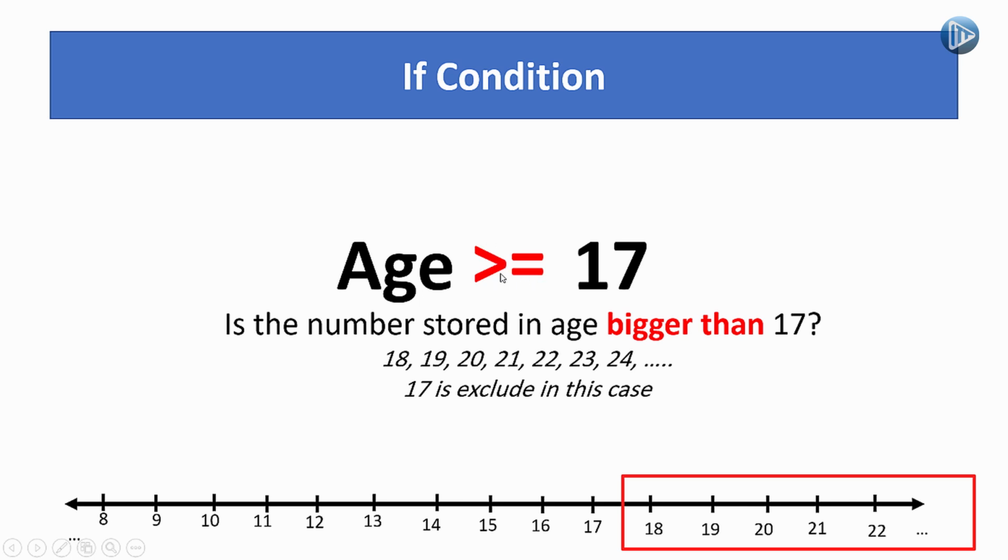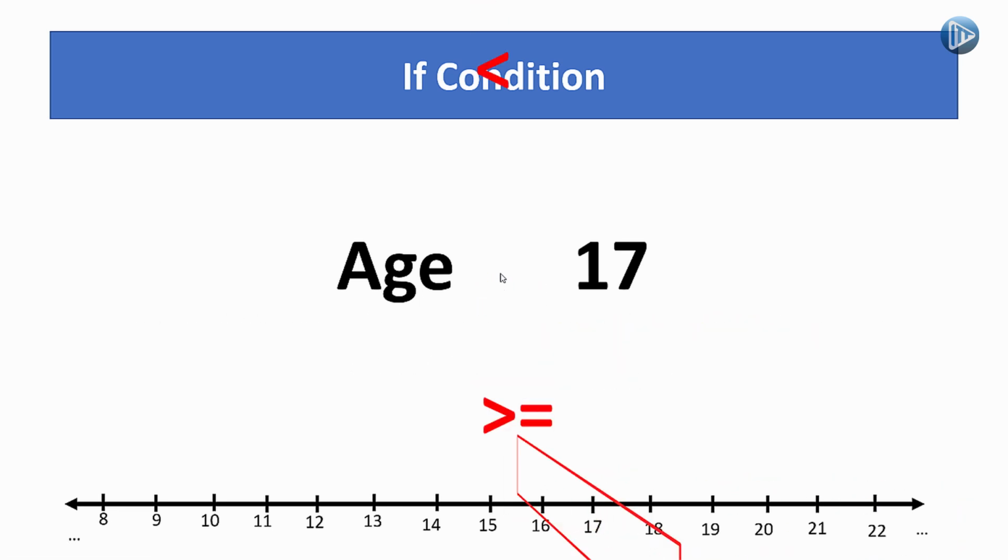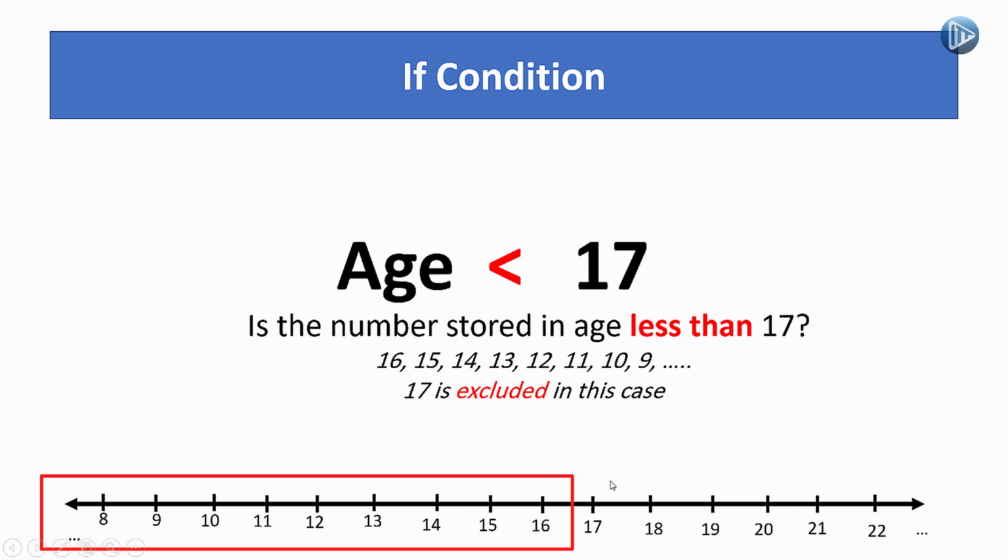Also, we have another relational operator which we call less than, where instead of checking if the number stored inside the age variable is bigger than 17, we are checking if the number stored inside the age variable is less than 17, which could be 16, 15, 14, 13, and so on. And in this case, of course, 17 is excluded.